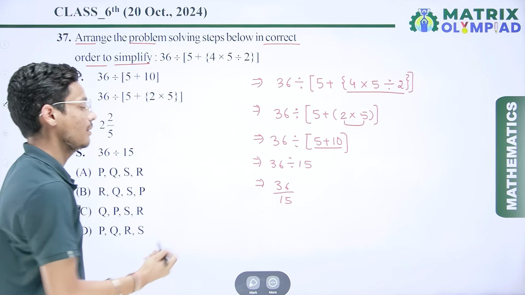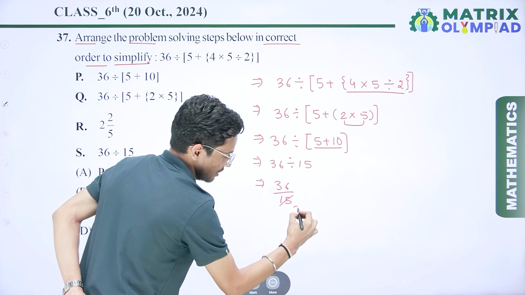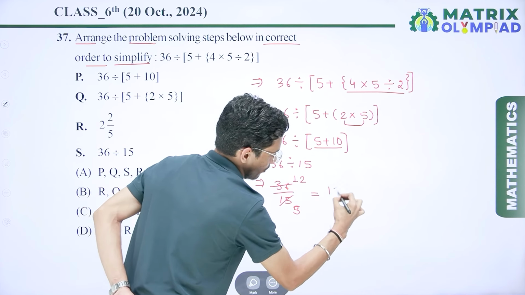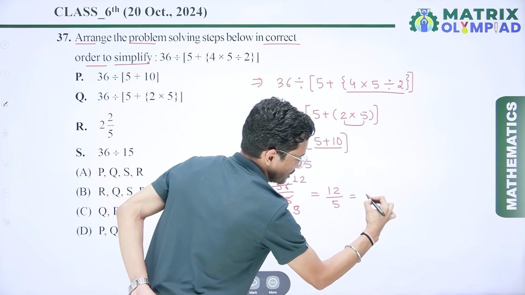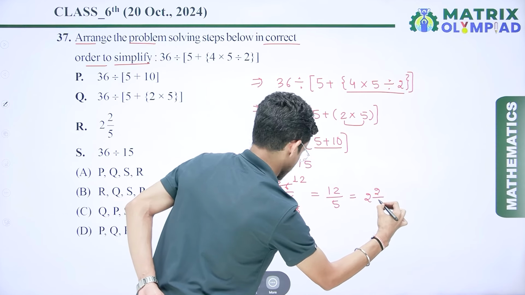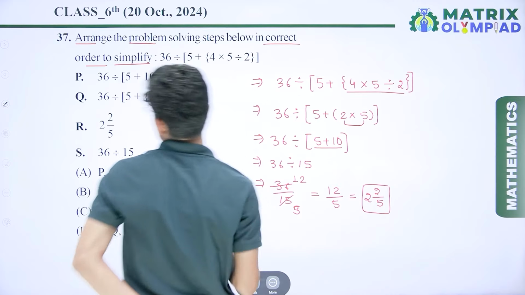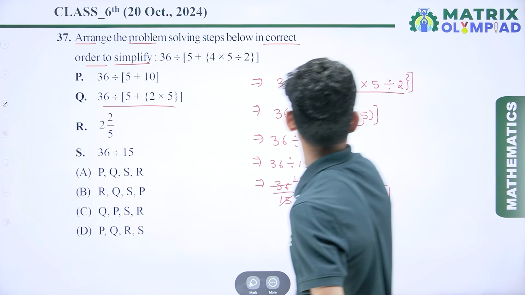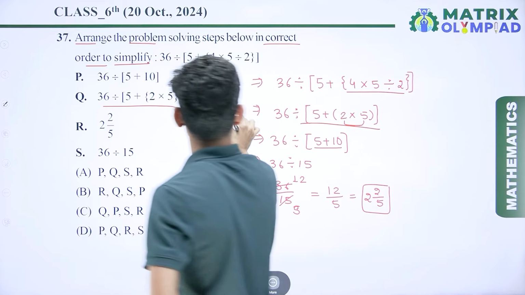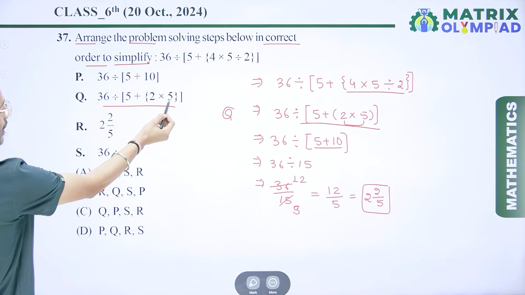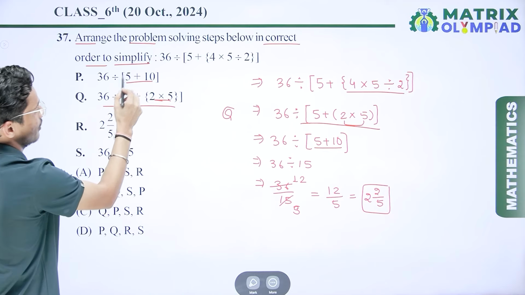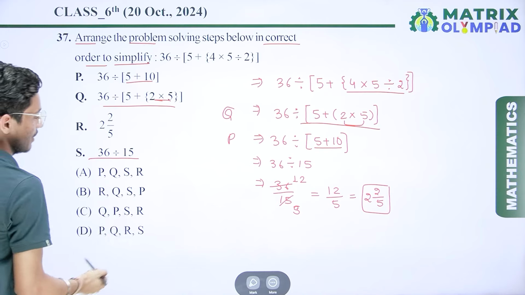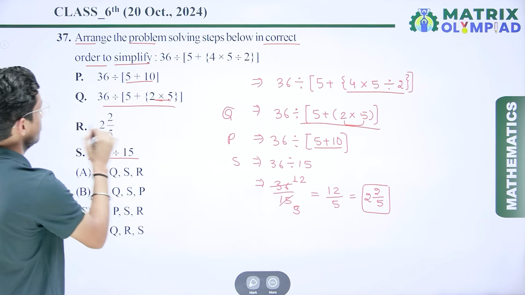If I cancel here, 3 fives are 15, 3 ones are 3, and 3 twelves are 36. It means 12 upon 5. So 5 twos are 10 and the answer is 2 by 5. Now we have to check the sequence and merge. First we simplify this one, so this step is Q, and then we multiply this one. So 36 divided by 5 plus 10, I can say this one is P, and then 36 divided by 15 is S, and the last one is R.